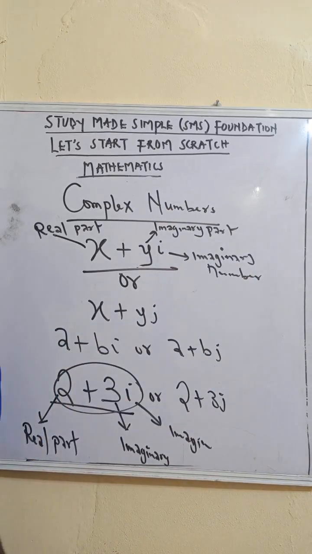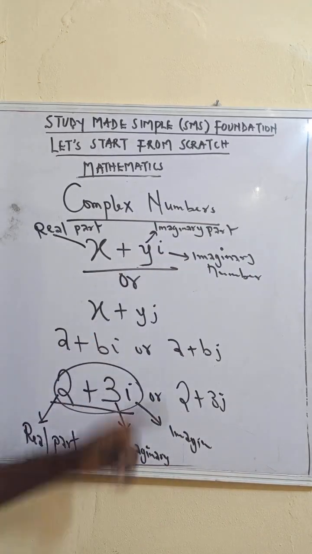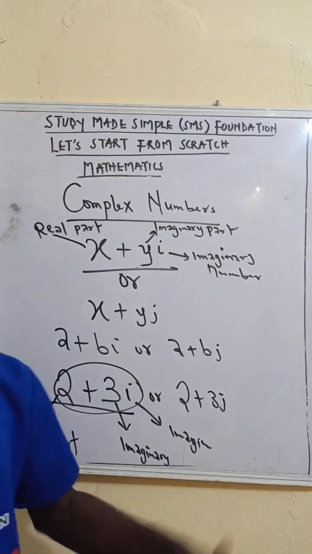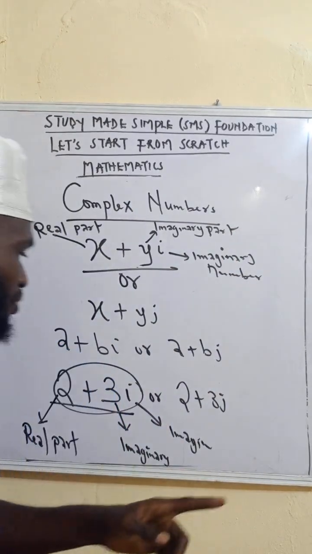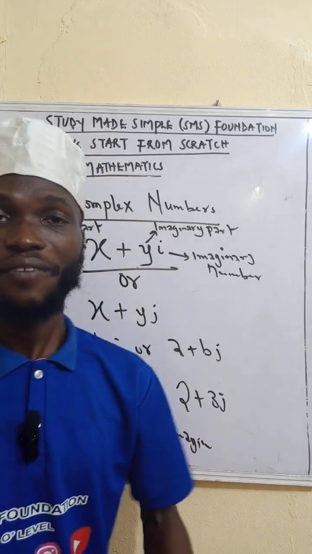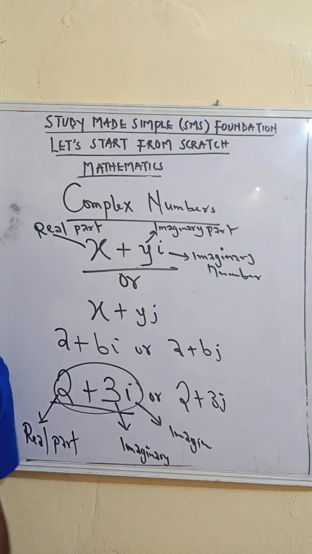Good. Now, it is the presence of this i that makes it complex. If we remove the i, that is, there is no more i there, it is no longer complex. It becomes real. For example, removing the i, we have 2 plus 3, that will give me 5, and 5 is a real number. But the presence of this i is a problem.